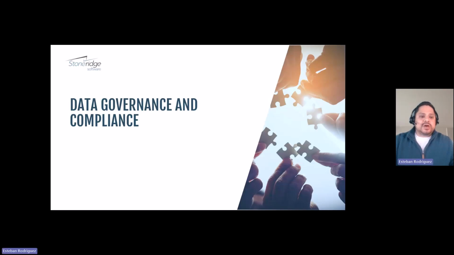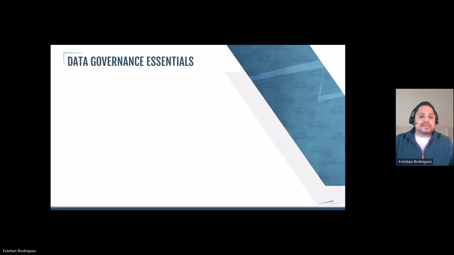I'm excited to begin by talking about a fundamental element that powers successful AI and BI initiatives in organizations, and that is data governance. Data governance is not just about managing data, it is about transforming data into a trusted, secure, and strategic asset.